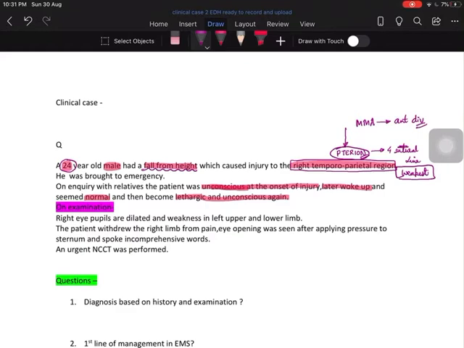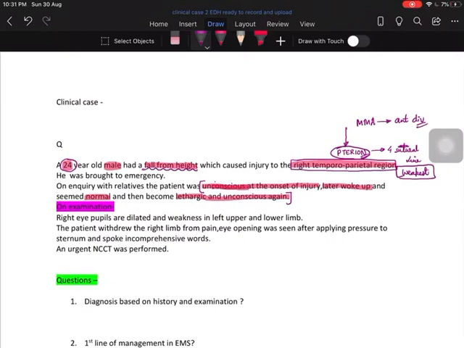Next, on inquiry, the typical clinical scenario which we are getting from the relatives is that on the concussion or the hit, the patient was unconscious, and then later he woke up and seemed normal and then lethargic. So this is known as lucid interval.